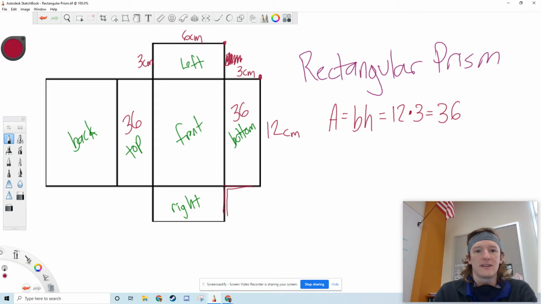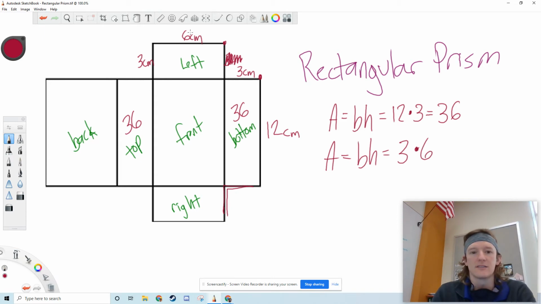Let's do the left side. That's going to be base times height. That's 3 times 6. Now, some of you might have been like, no, the base is 6, the height is 3. It doesn't really matter. The commutative property of multiplication says we can switch these. So that's 18. The left is 18. The right is also 18.